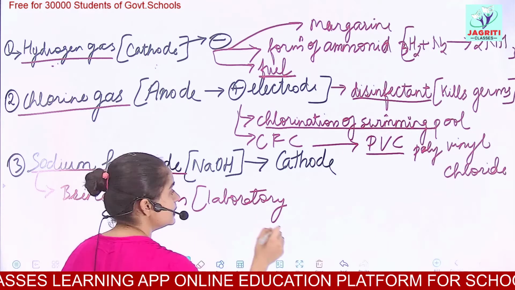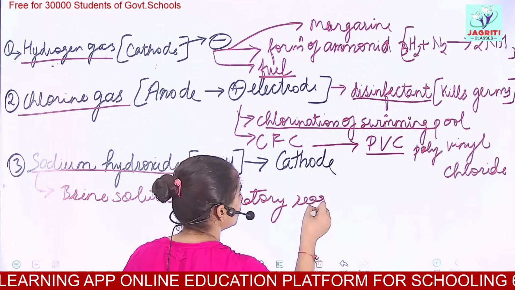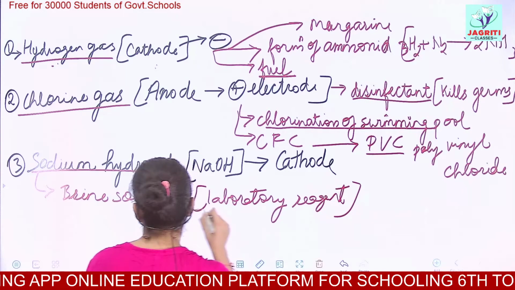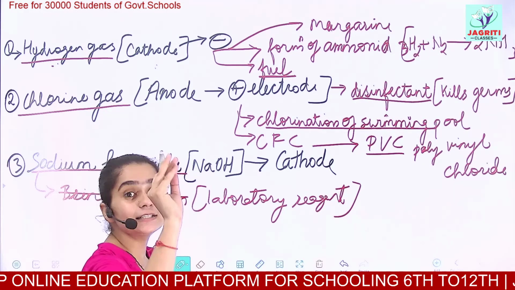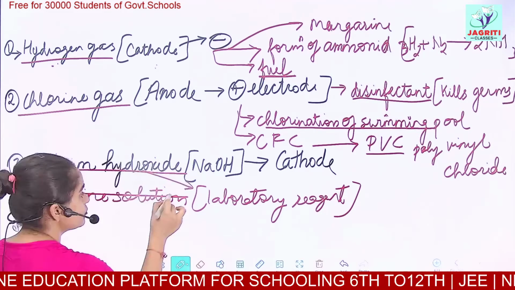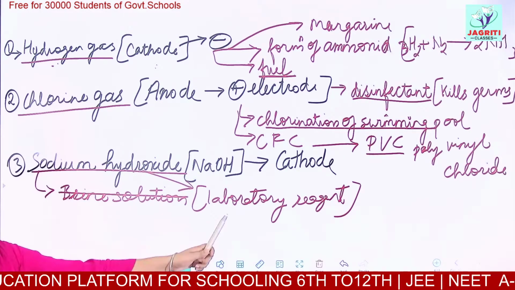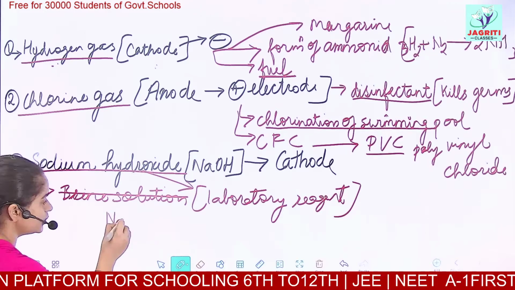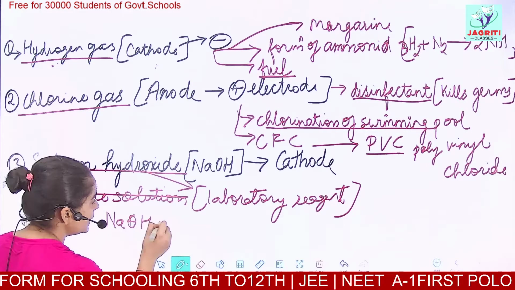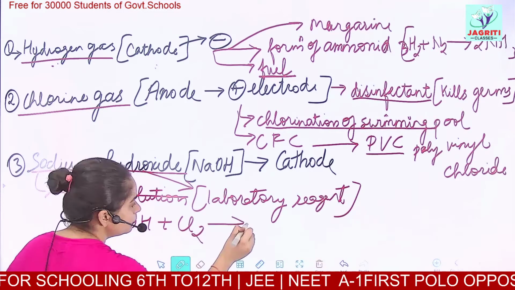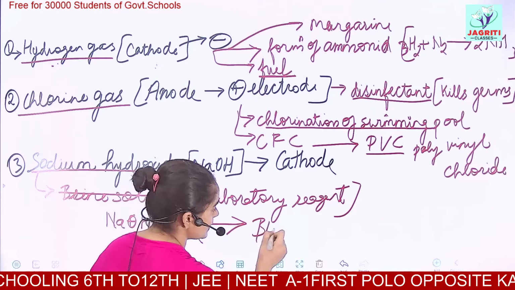It is used as a laboratory reagent. Okay, this is not a brine. Brine was NaCl plus water. The use of sodium hydroxide is in the laboratory. Then when sodium hydroxide combines with chlorine, it forms a reagent which is known as bleach.